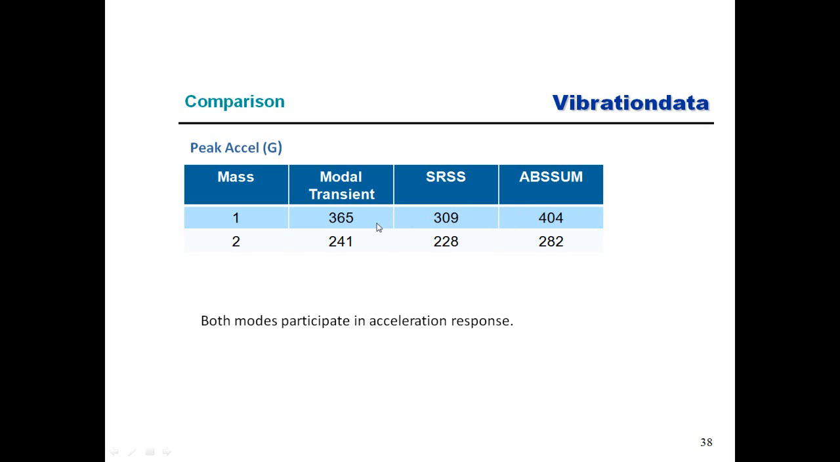So that kind of gives us some ways to cross-check the methods with one another. And I guess if we want to be conservative, we'd say, okay, we're just going to use the ABSUM value here, if you can tolerate that conservatism.